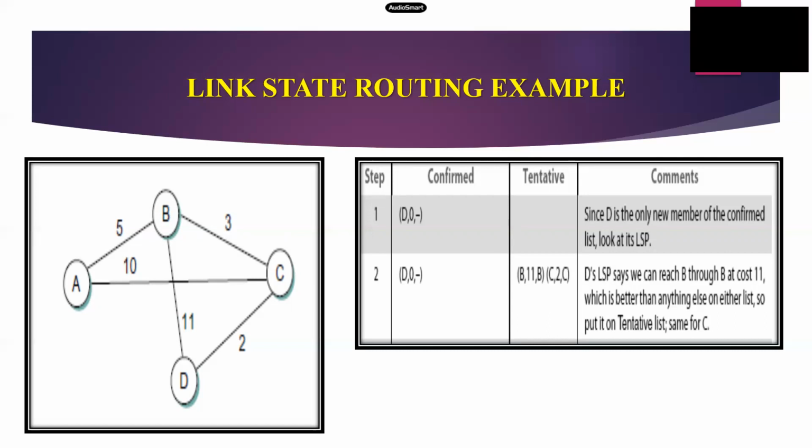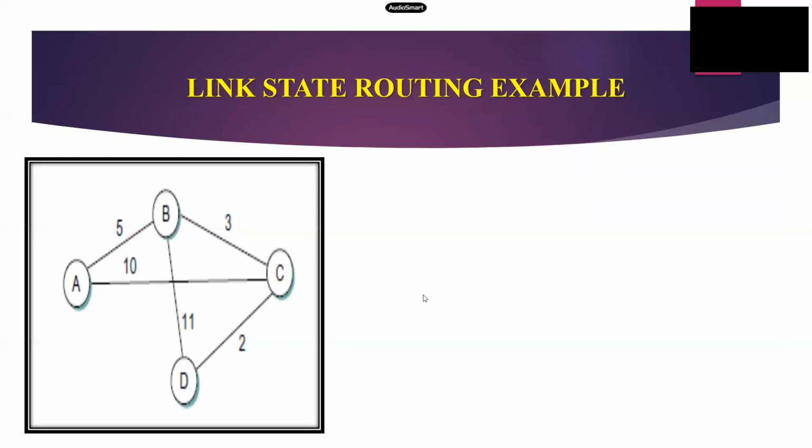Okay, so to reach B, the cost is 11. To reach C, the cost is 2. So which one is a less cost? That will be moved to confirmed state. The remaining will be retained in the tentative state. According to this example, to reach C, the total cost is 2. So C is less than B.